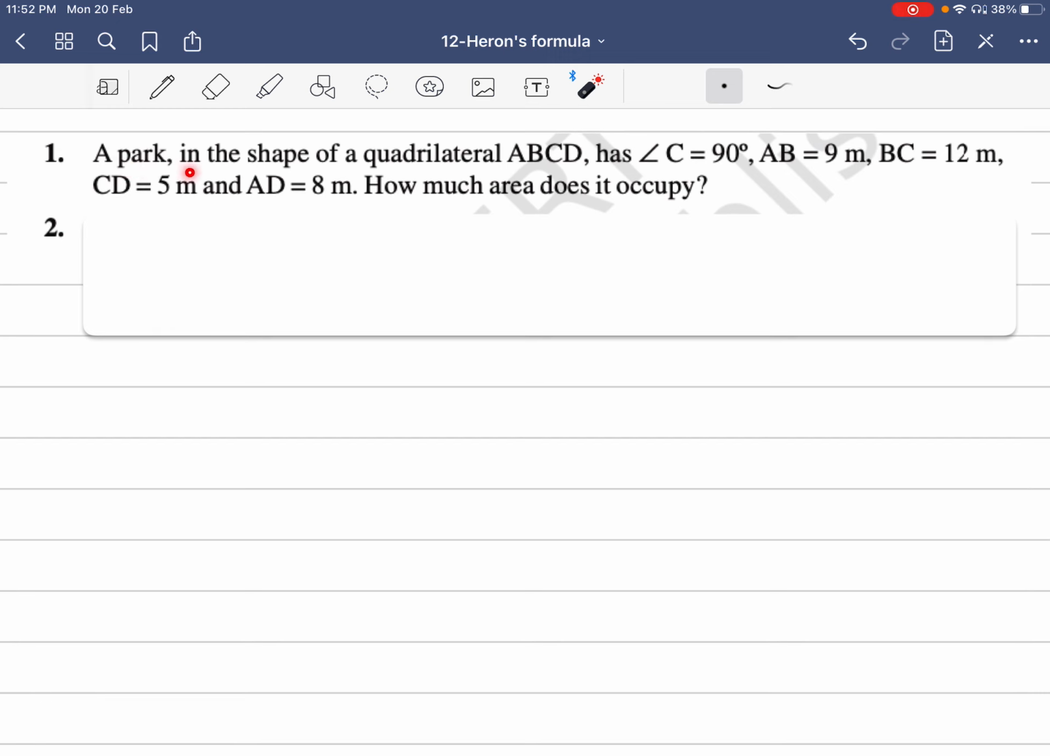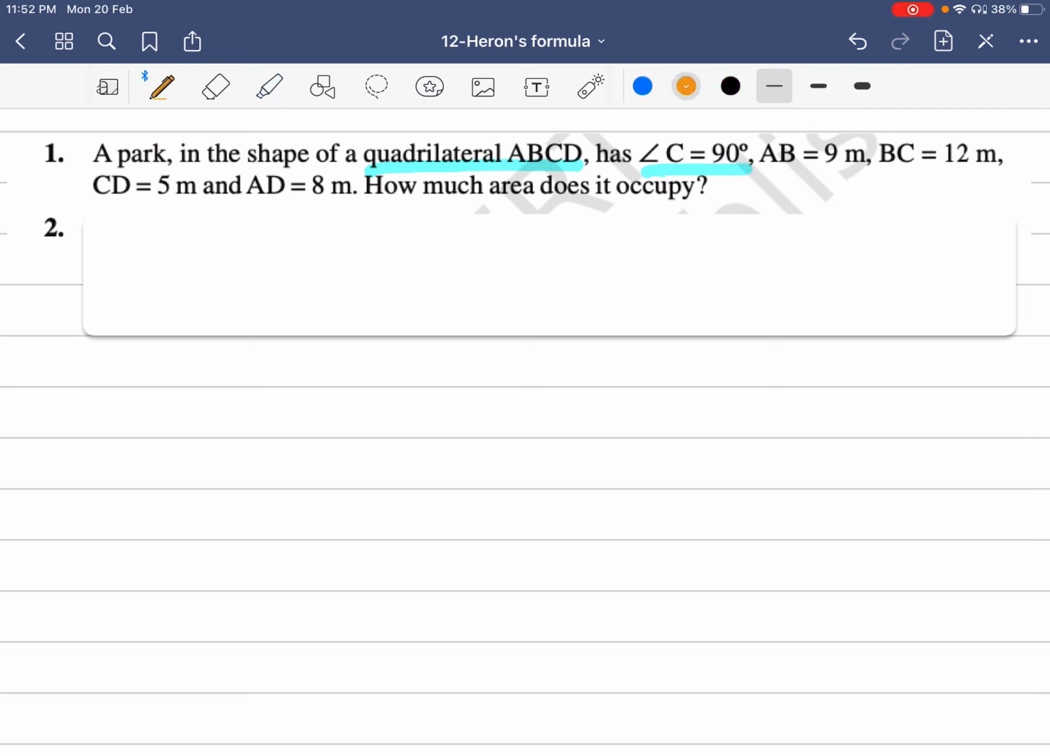A park in the shape of quadrilateral ABCD has angle C as 90 degrees, and AB is 9 meters, BC is 12 meters, CD is 5 meters, AD is 9 meters. How much area does this occupy? So the key thing that is given to us is it's a quadrilateral ABCD with C as 90 degrees.